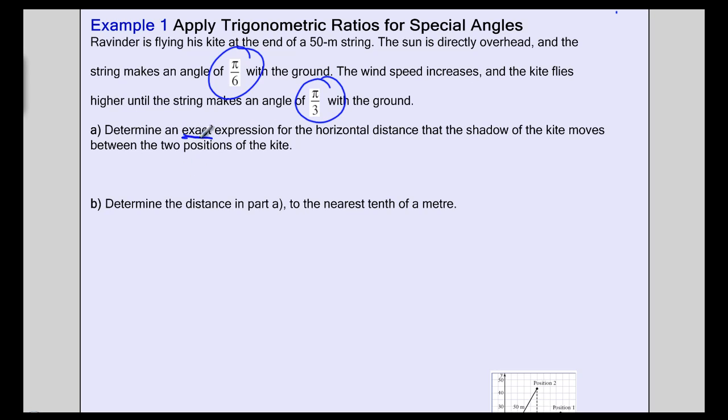value. That word is very important. That means we do not have to use the calculator. The only time we have to use the calculator is when we're asked for a decimal, or to the 10th or 100th of a meter. So we want to find the horizontal distance that the shadow of the kite has moved between the two positions.